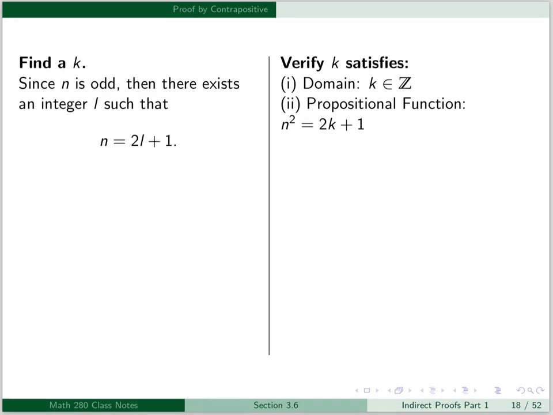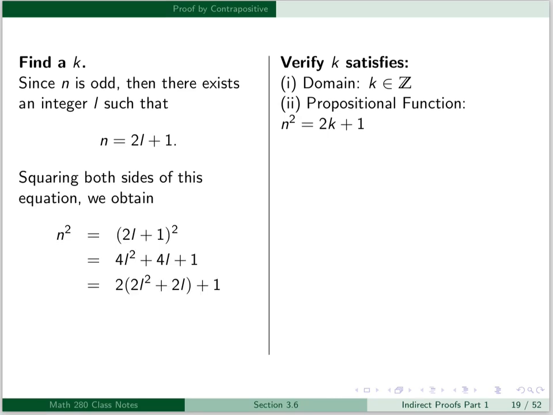And we start with our hypothesis. Since n is odd, then there exists an integer L such that n is equal to 2L plus 1. We square both sides of this equation and we obtain n squared is (2L plus 1) quantity squared, which works out to 4L squared plus 4L plus 1.